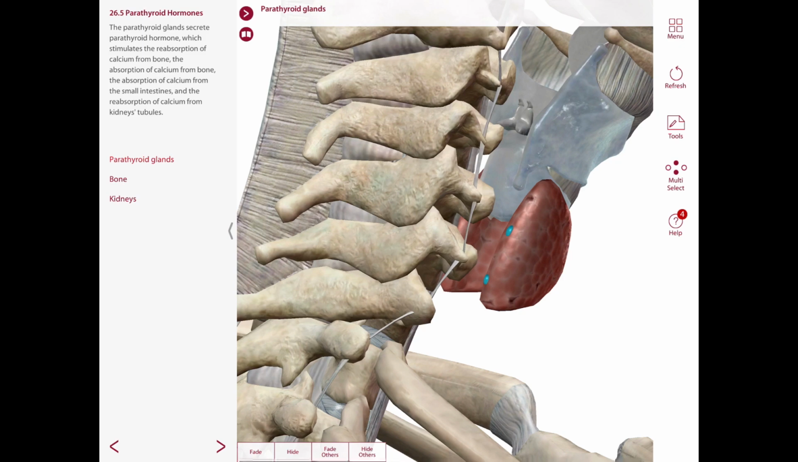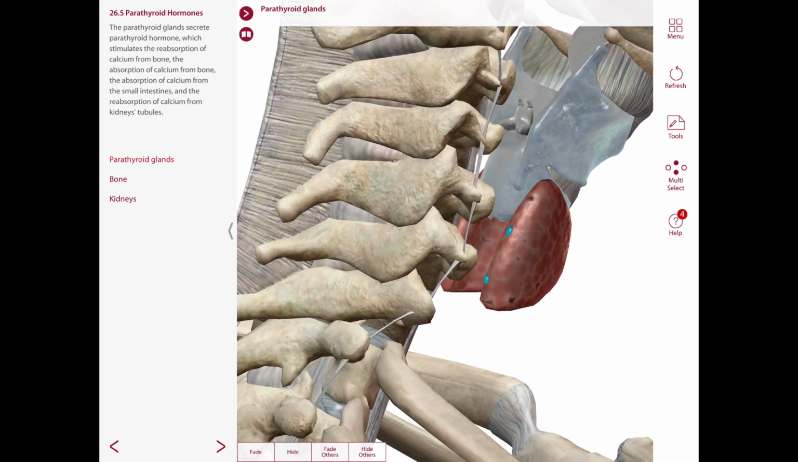The superior glands will lie approximately at the level of the lower border of the cricoid cartilage, and the inferior glands will lie near the inferior pole of the lobes of the thyroid gland. Sometimes they can be found also below the level of the thyroid gland, even in the superior mediastinum close to the thymus. They will secrete parathyroid hormone, which helps to increase the blood calcium levels.